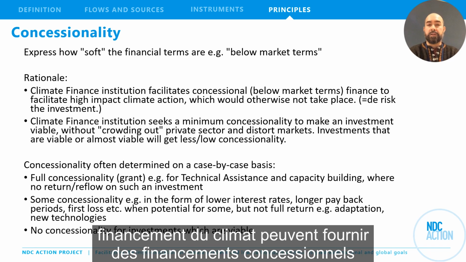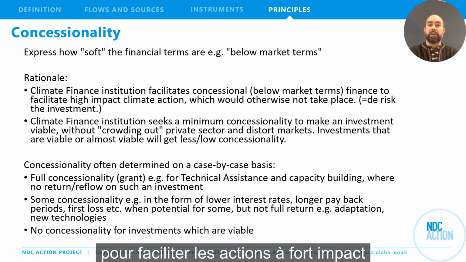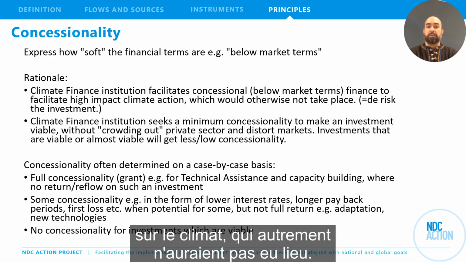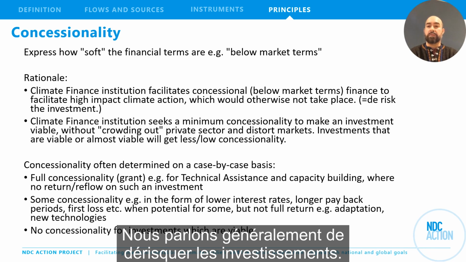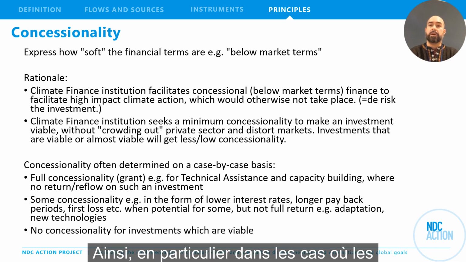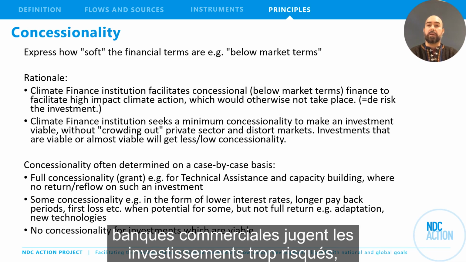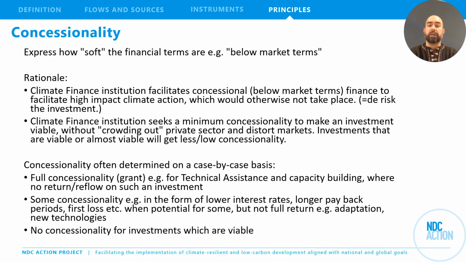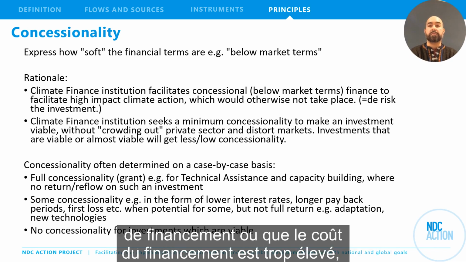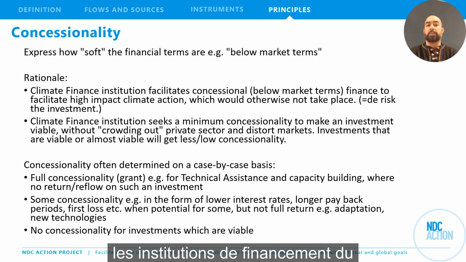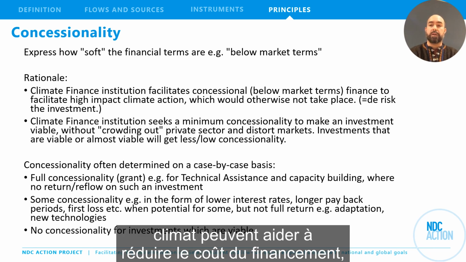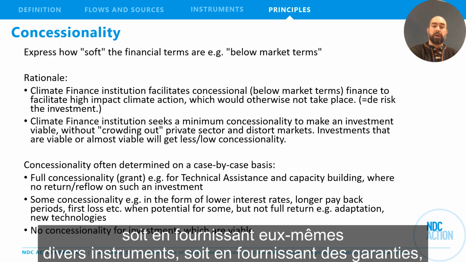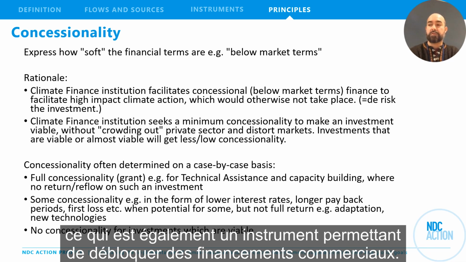And here climate finance institutions can provide concessional finance to facilitate high impact climate actions which would otherwise not take place. We usually talk about de-risking the investments. So especially in cases where commercial banks deem the investments too risky, and either don't provide finance or the cost of finance is too high, then climate finance institutions can help in lowering the cost of finance, either by providing various instruments themselves or through guarantees, which is also an instrument to unlock commercial finance.